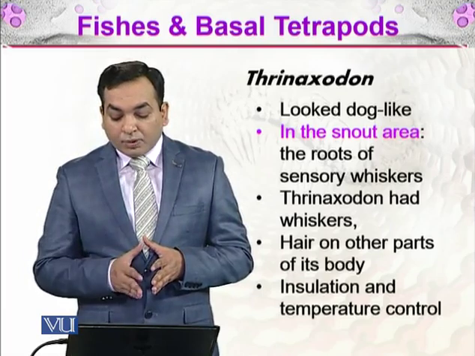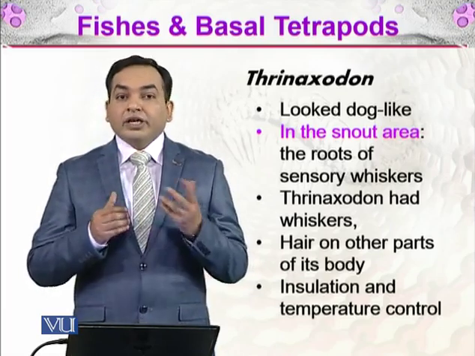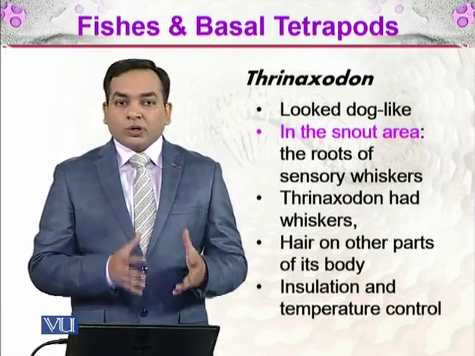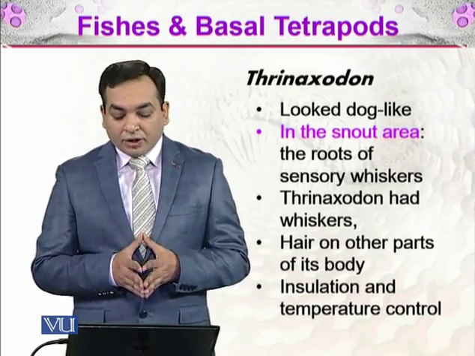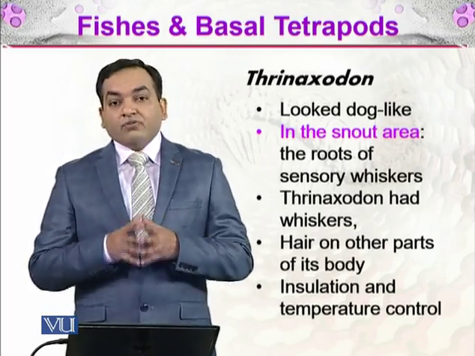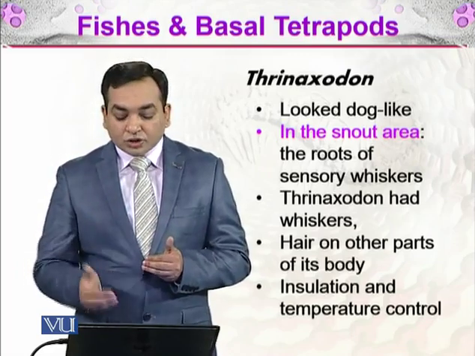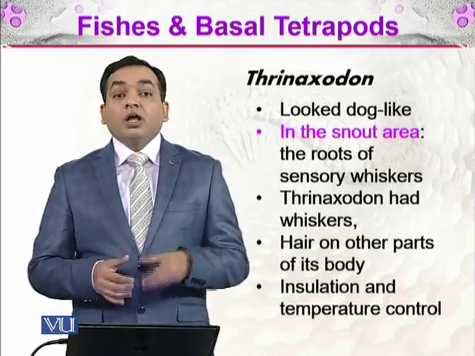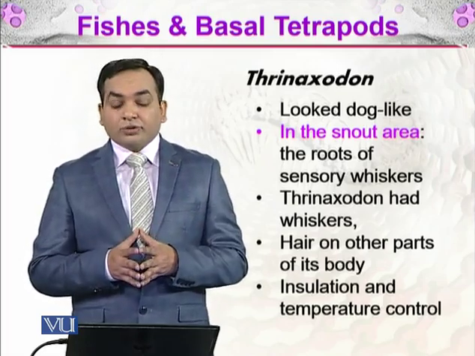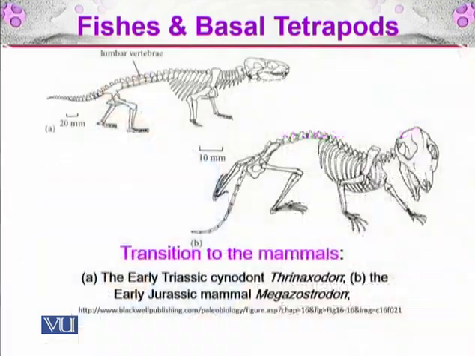This is presumed, right? We do not know if this organism contained hair. If it had hair, that means it served the functions of insulation and temperature control, which is a further adaptation to the terrestrial environment. Here you can see the transition to the mammal, the synapsids going further towards the mammal side.